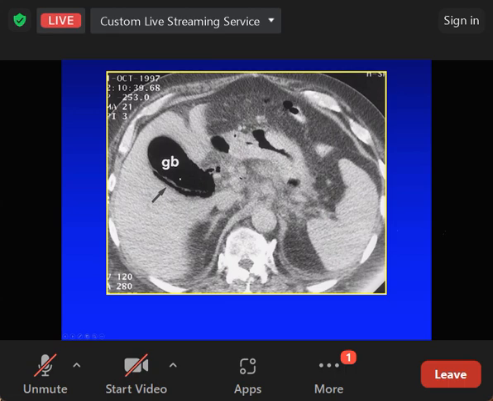So this is air in the gallbladder, and here the gallbladder wall has been split in two by air. So this is emphysematous cholecystitis.